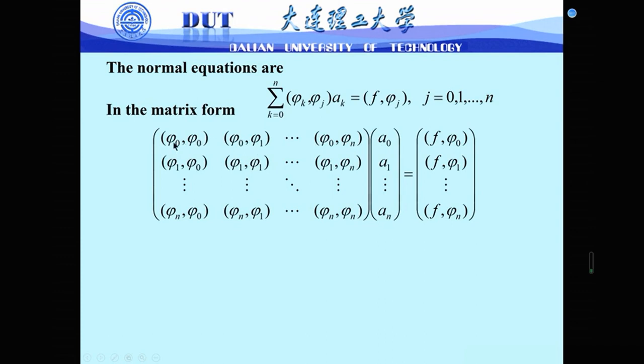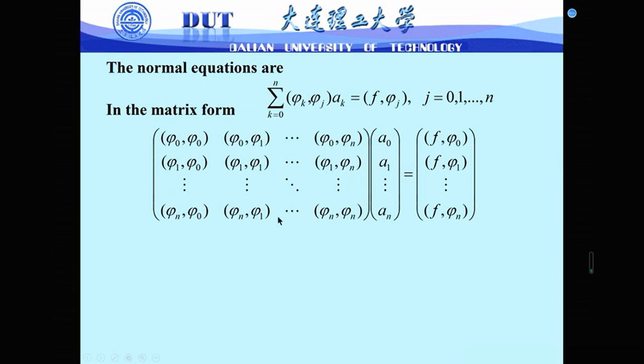The first rule is in the product between phi 0 phi 1 to phi 0 phi n. And the second rule is phi 1 in the product between phi 1 phi 0, phi 1 phi 1 to phi 1 phi n. And the last rule is phi n in the product between phi n phi 0, phi n phi 1 to phi n phi n.